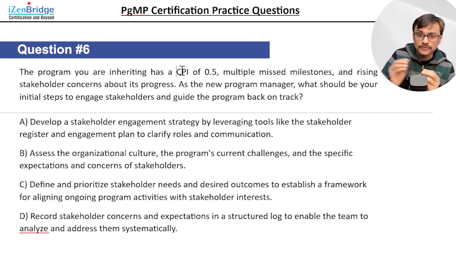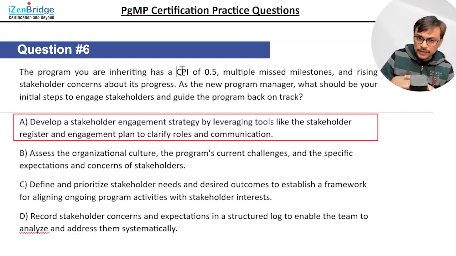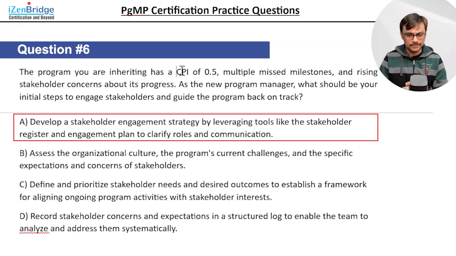The cost performance index of 0.5 means it's a bad thing, because you are spending more money and getting less results. That's something we are getting here. Option A, develop a stakeholder engagement strategy by leveraging tools like the stakeholder register and engagement plan to clarify roles and communication. Not a bad idea. I definitely have to come up with the engagement strategy. It could be there also.